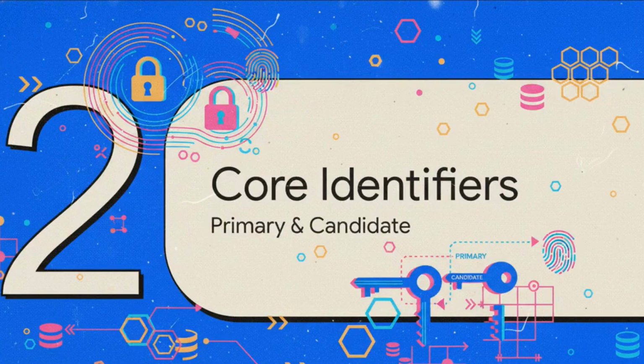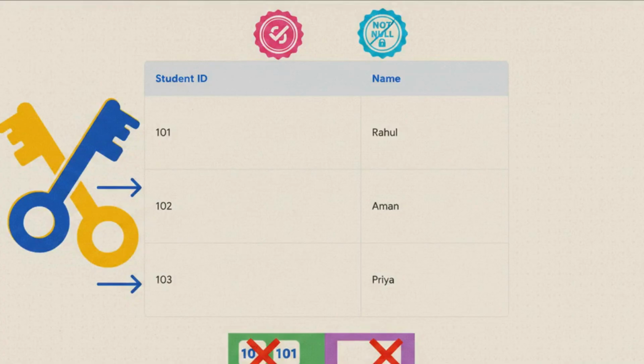Moving right along to Section 2, core identifiers, specifically primary and candidate keys. This is where we make sure every single record in our database gets its own unique mathematical fingerprint. Let's look at the primary key. It's simple, but it is incredibly strict.